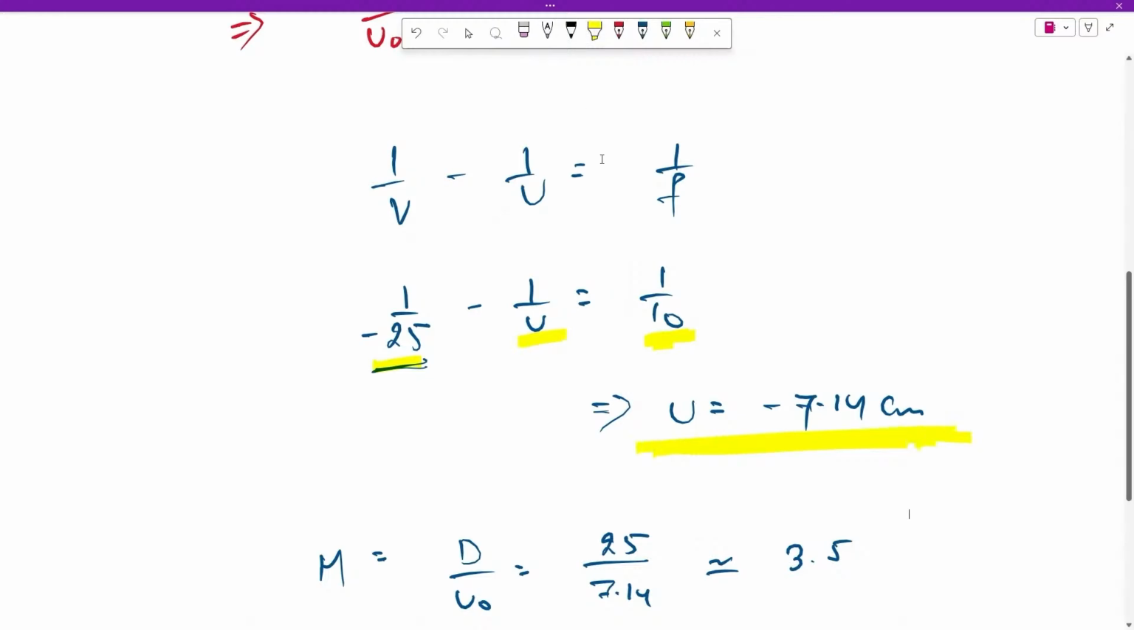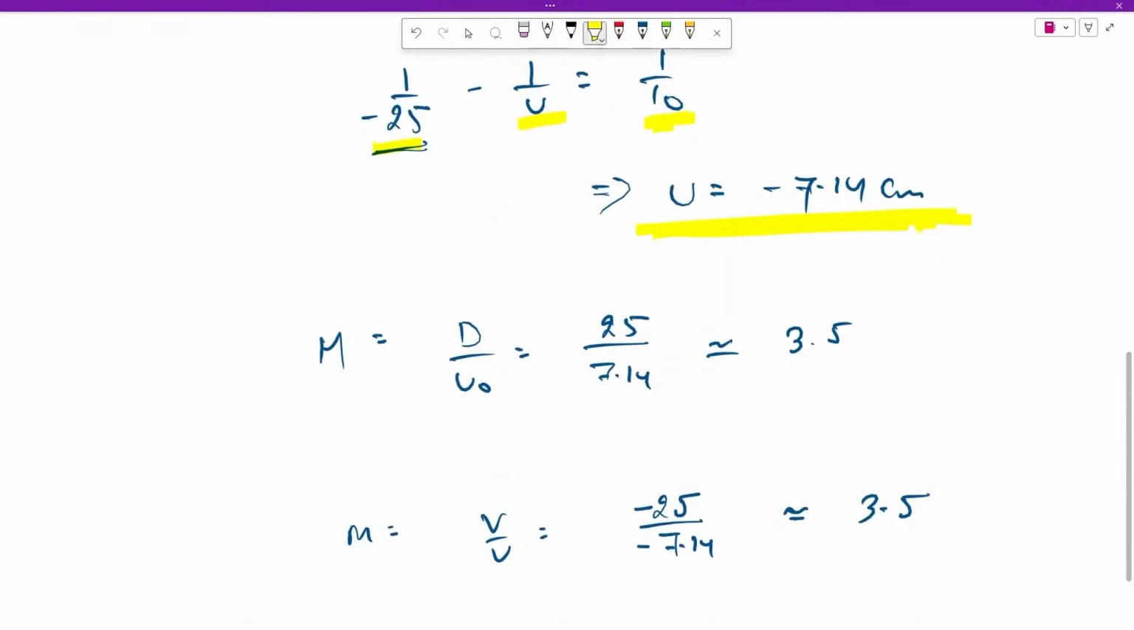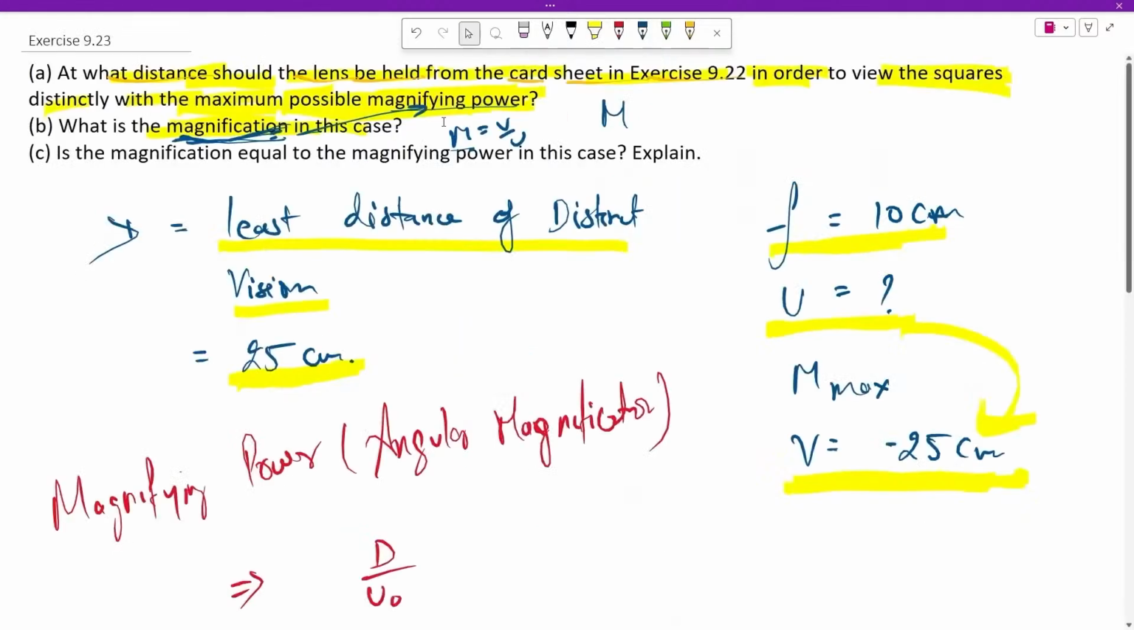Now here we know that angular magnification is given by D divided by u naught, the distance of the object from the lens. It comes out to be a value of 3.5, and this is the magnification. This can be given by v divided by u, and this is the same as the angular magnification. Now here we have found the value of linear magnification in this case, and we saw that the magnification is equal to the magnifying power. Then we saw that the answer of this question is yes.